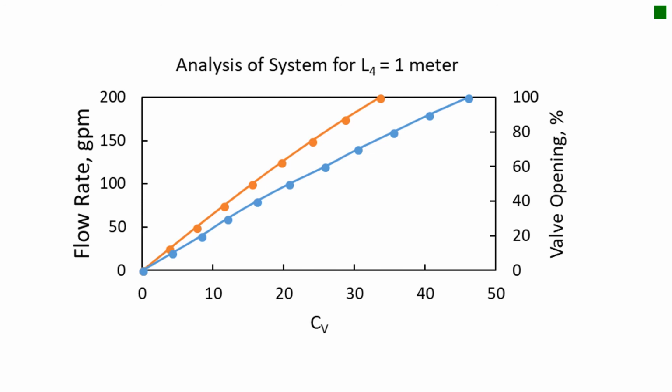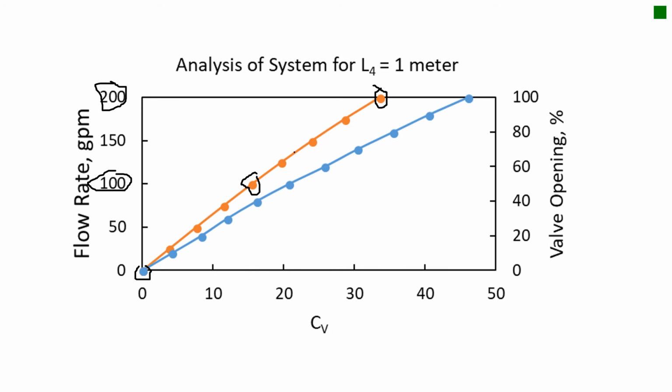What I did was, first I calculated the CV across the valve as a function of flow rate. At the highest possible flow rate, 200 gallons per minute, I calculated the CV that I need for my valve, and it's around 34. At 100 gallons per minute, the CV value is about 17 or 18. At 0 gallons per minute, the CV for the valve must be 0.